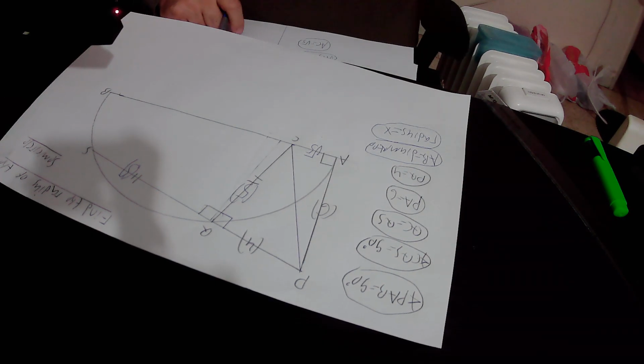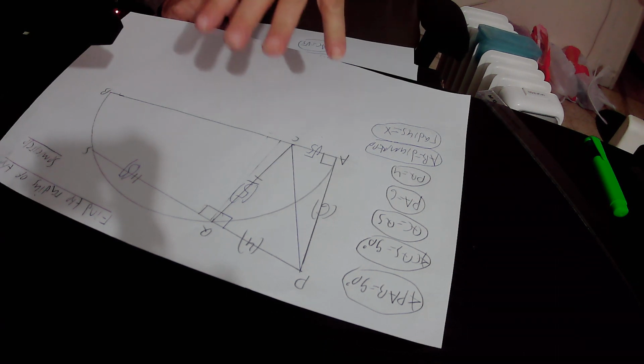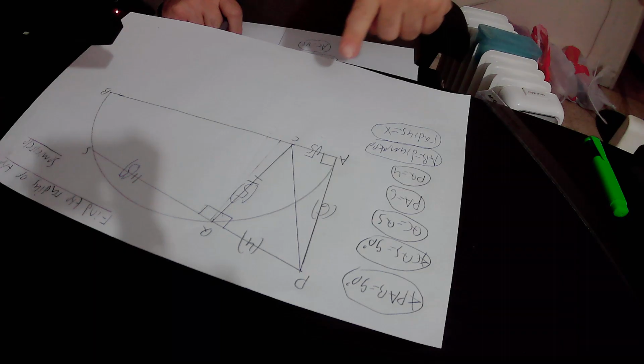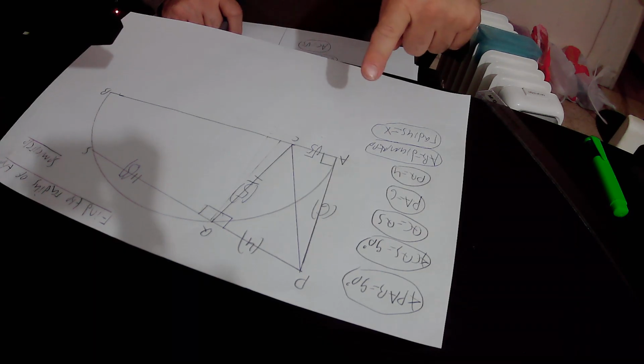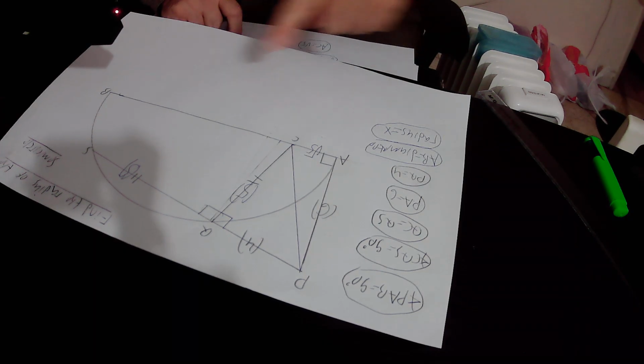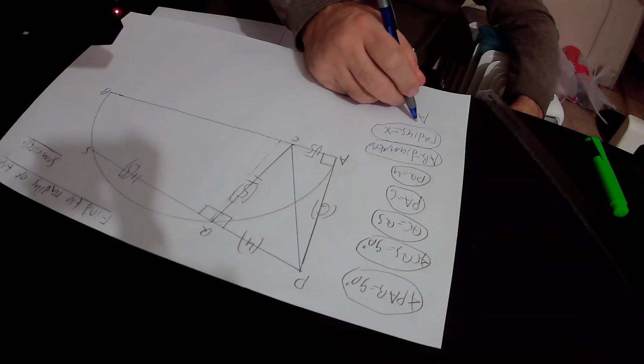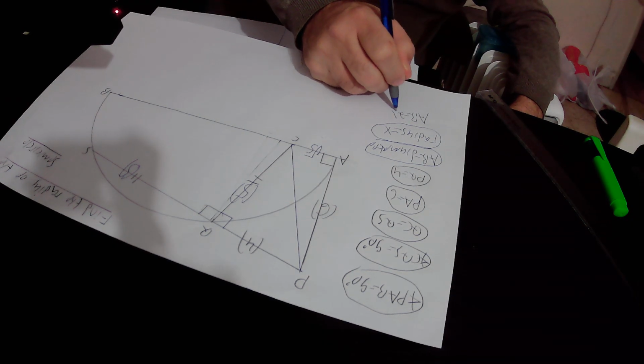actually, in this question we have to find out the radius of this semicircle, so X is the radius that we are looking for in this question. So if the radius of this semicircle is X, then the diameter AB must be equal to 2X. So I write it down, AB equals 2X.